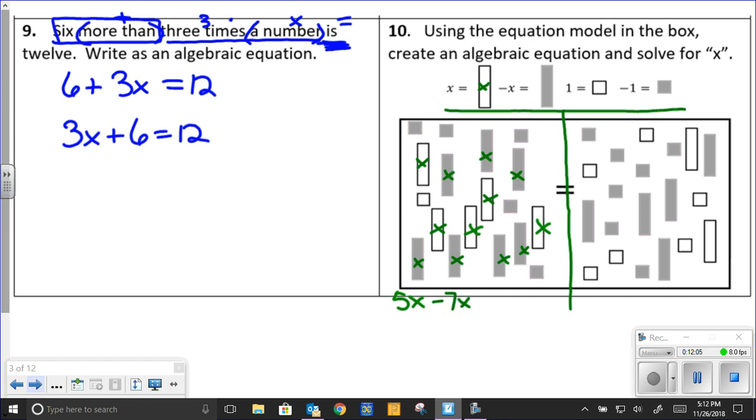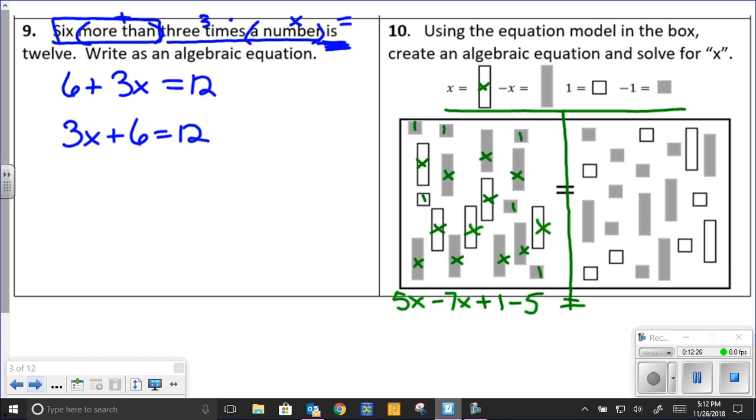And now I have my little squares that represent 1. So I'll start with my positives. I have 1, and that's it. I have plus 1. So I'm going to add 1. And now I also have minus 1s. 1, 2, 3, 4, 5. So that's minus 5. Okay, that's on that side.